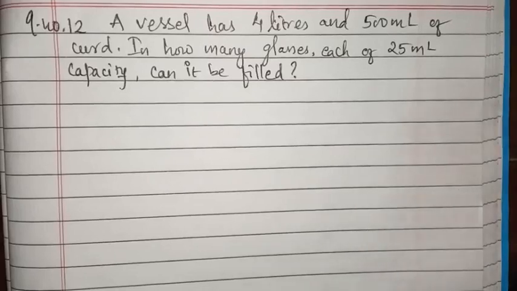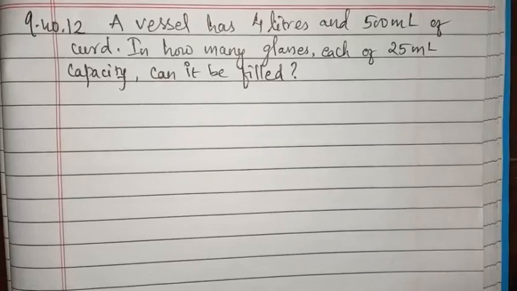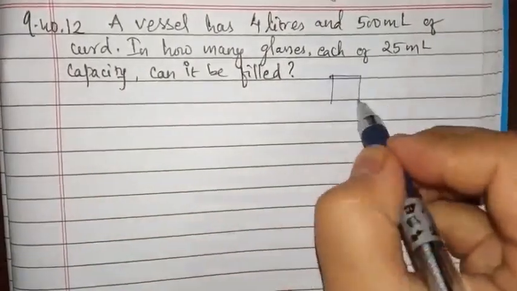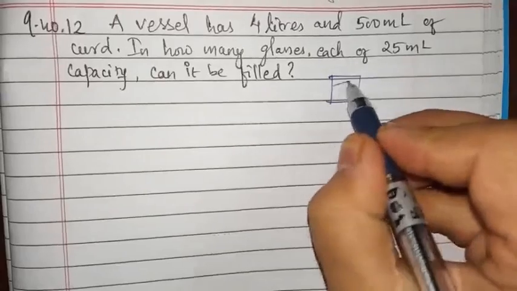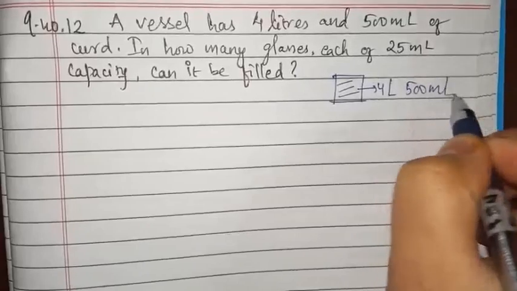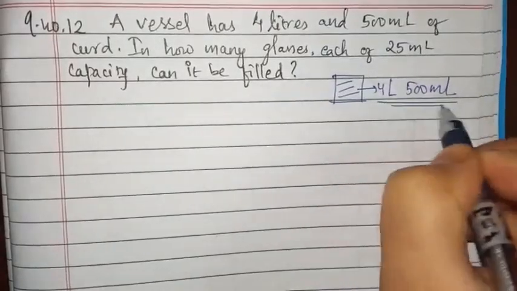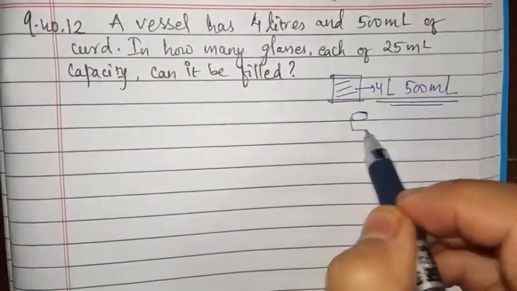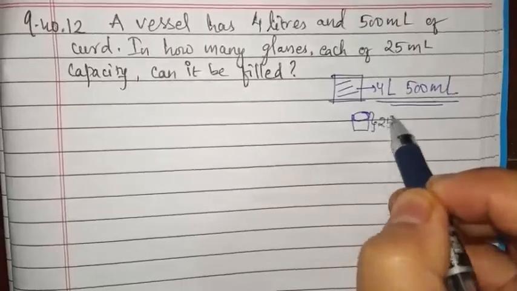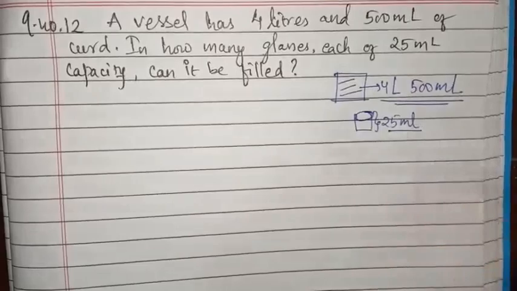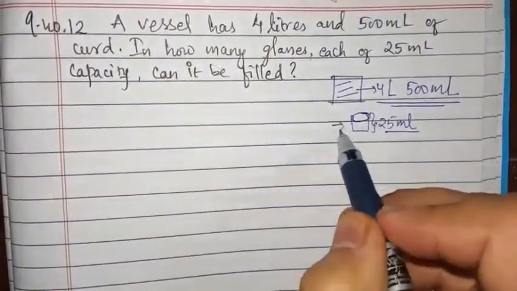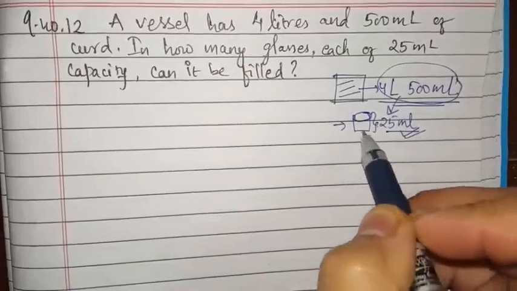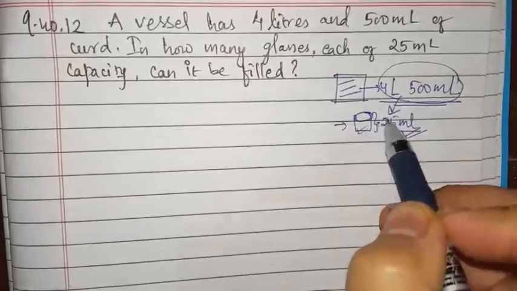Right, so here we have question number 12, which is the last question from exercise 1.2. It states that a vessel has 4 liters and 500 milliliters of curd. A container is carrying 4 liter 500 ml of curd. Now your question is, in how many glasses, each of 25 ml? This is one glass whose capacity is 25 ml. So this glass can hold only 25 ml of water or anything else. So how many glasses will be required to fill this curd?